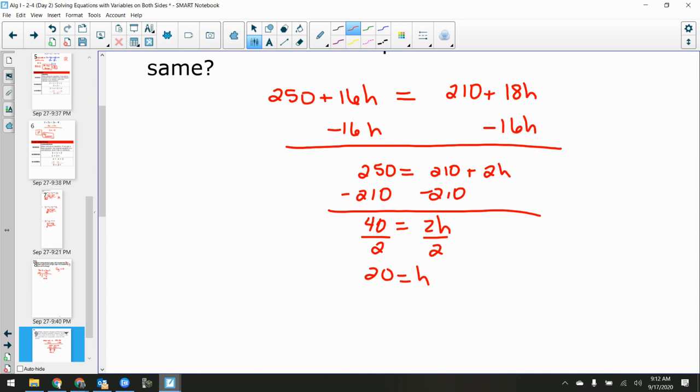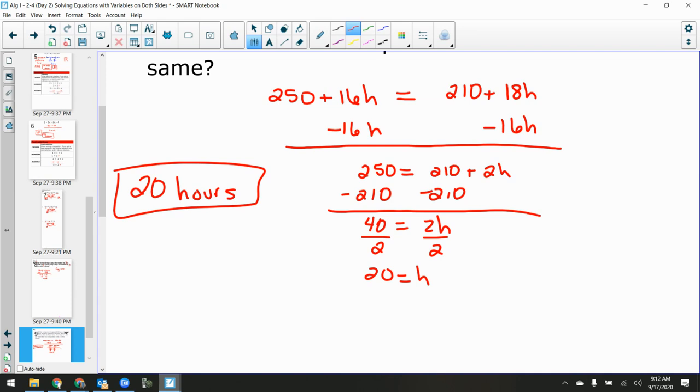Okay, if the job is going to take 20 hours, if they're painting a whole house or something, the job is going to take 20 total hours, that's when these companies will be the same. Okay, 20 hours. Does that make sense? Mhm.